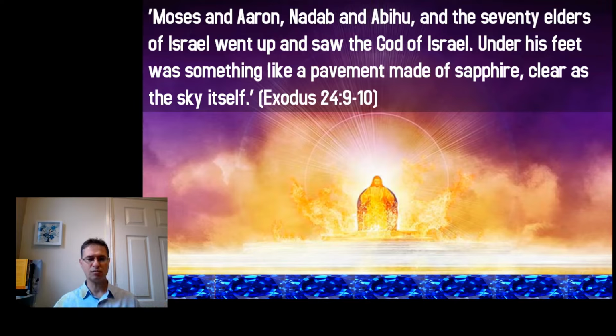So in the book of Exodus, chapter 24, verses 9 and 10, we are told, Moses and Aaron, Nadab and Abihu, and the 70 elders of Israel went up and saw the God of Israel. Under his feet was something like a pavement made of sapphire, clear as the sky itself. Sky blue, sapphire blue pavement beneath the throne of God. This is something that appears for the first time in the books of Moses. Moses is the first prophet to see this. Blue pavement beneath the throne of God.